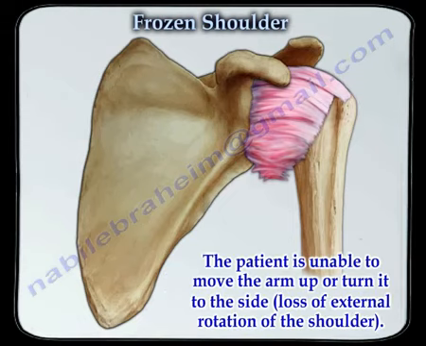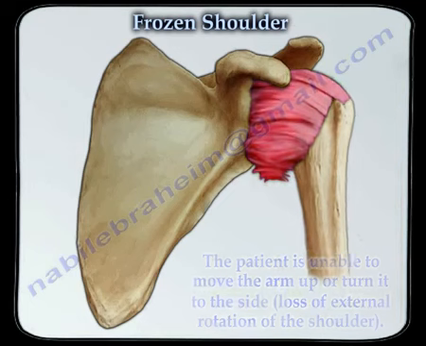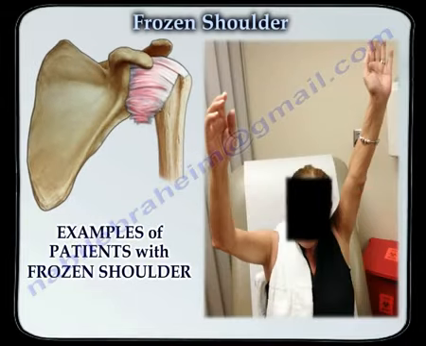The patient is unable to move the arm up or turn it to the side. The patient will have loss of external rotation of the shoulder. Here are some examples of some frozen shoulder patients.